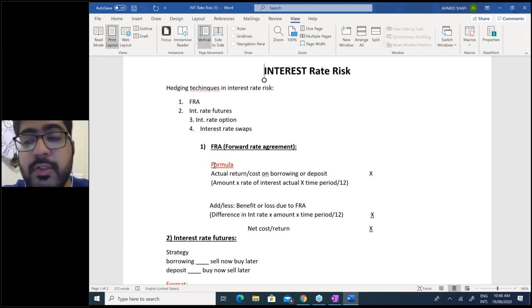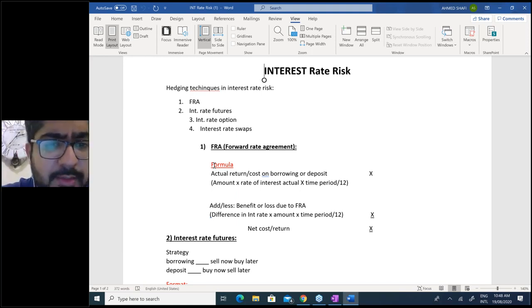What is this difference in interest rate? Obviously, the actual interest rate would be something else, and in FRA, you fix some rate. So you need to check whether you got a benefit or loss due to FRA by taking the difference in rates into amount into time period over 12. You get the net cost or return. Now, what is the problematic stuff here? Kindly pay attention.